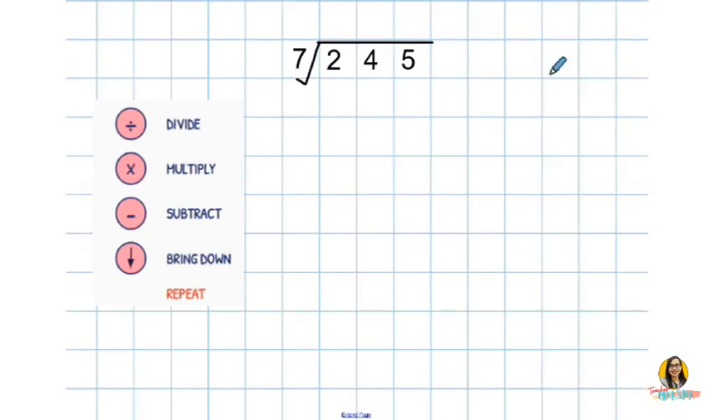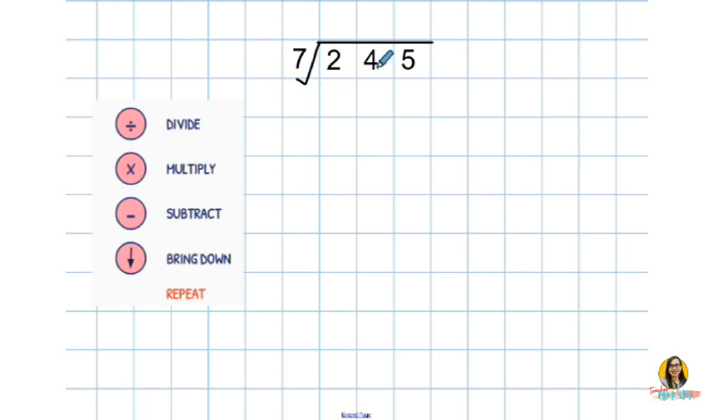First, you try dividing the first digit of the dividend by 7. In this case, we have 2. But we cannot get a group of 7 from 2 because 2 is smaller than 7. So we have to include the next digit, which is 4. So now we've got here 24 divided by 7.